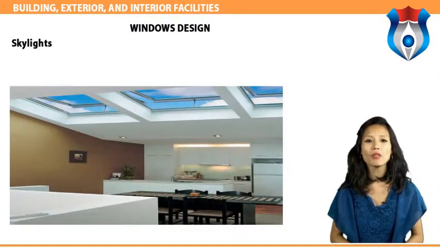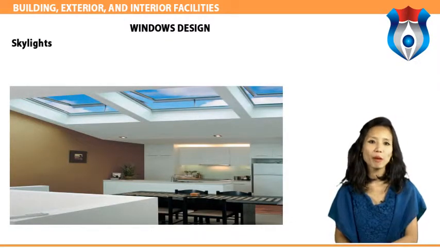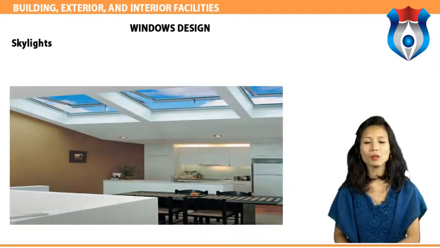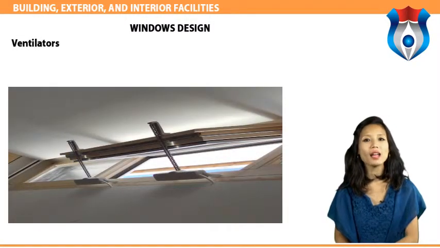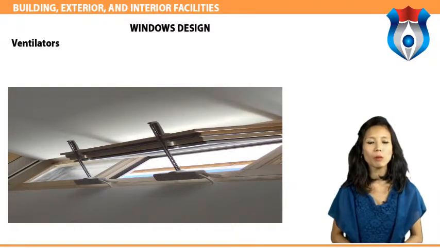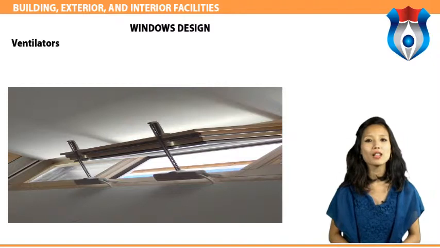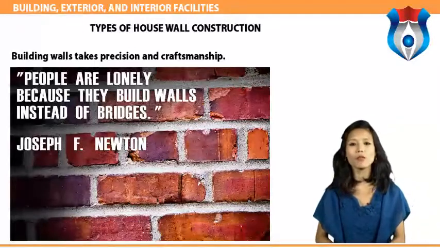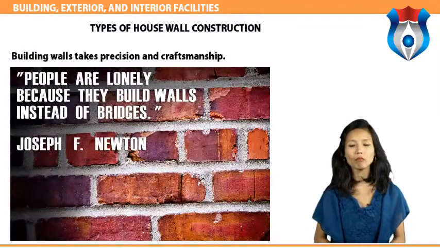Skylights. It is provided on the sloping roof to admit light. The window projects above the top sloping surface. They run parallel to the sloping surface. Ventilators. It has a frame and a shutter, generally glazed, which is horizontally pivoted. The shutter can be opened or closed by means of two cords, one attached to the top rail and the other to the bottom. Now moving on to the next topic, we will study the types of house wall construction.